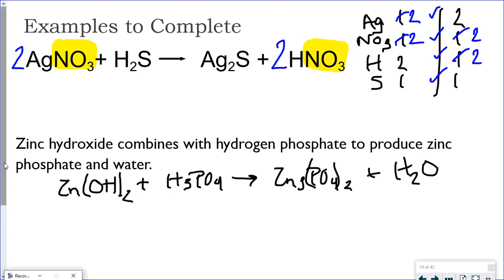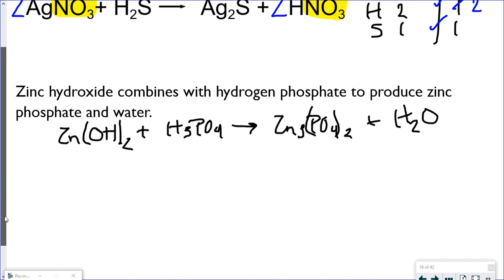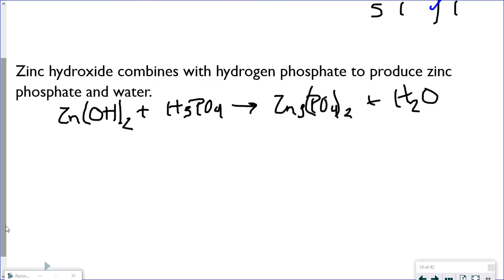So I'm going to scroll down so I can list out my elements because I don't think I can do it up top. So here, hydroxide does not appear on both sides the same, so we will have to separate it. But phosphate is the same on both sides. So we can keep that together as a unit. So on both sides we have zinc, oxygen, hydrogen, and phosphate. Sorry, that's a P.